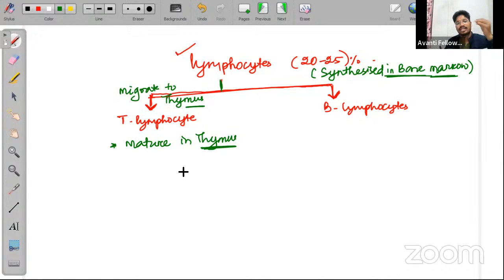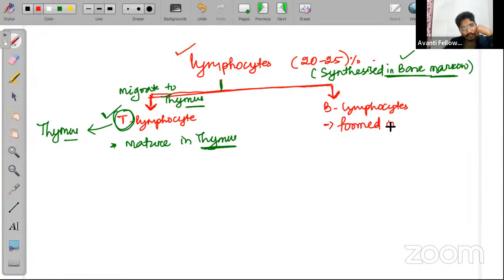That is why those lymphocytes are called T lymphocytes. T stands for thymus here. What does T mean? T stands for thymus. Thymus lymphocyte, T lymphocyte. Why are they called T lymphocytes? Because they get mature in the thymus, but they are formed in your bone marrow. Whereas B lymphocytes are formed in bone marrow.